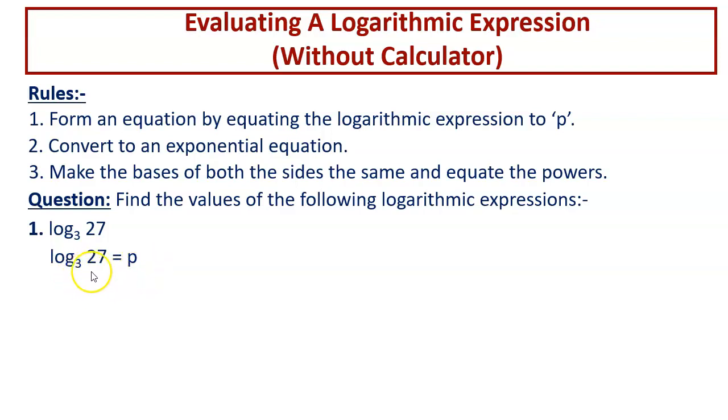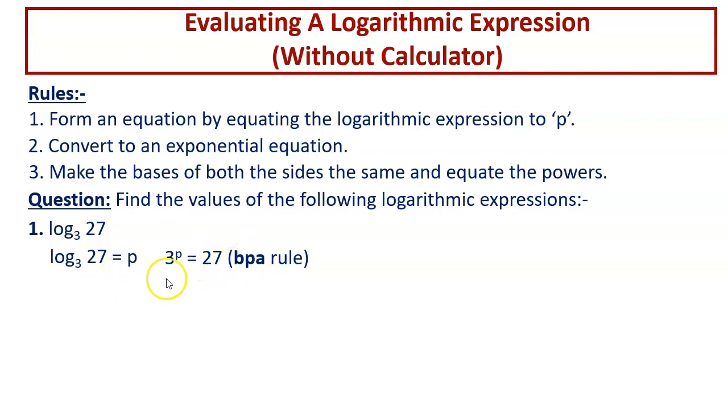And when we have to convert to an exponential equation, this is rule number 2. So the base will remain the base, the product becomes the power, and the argument becomes the answer. So it will be 3 raised to the power of P equal to 27. This is the exponential form, that is the BPA rule. B is the base, then power is P, and A is the answer.